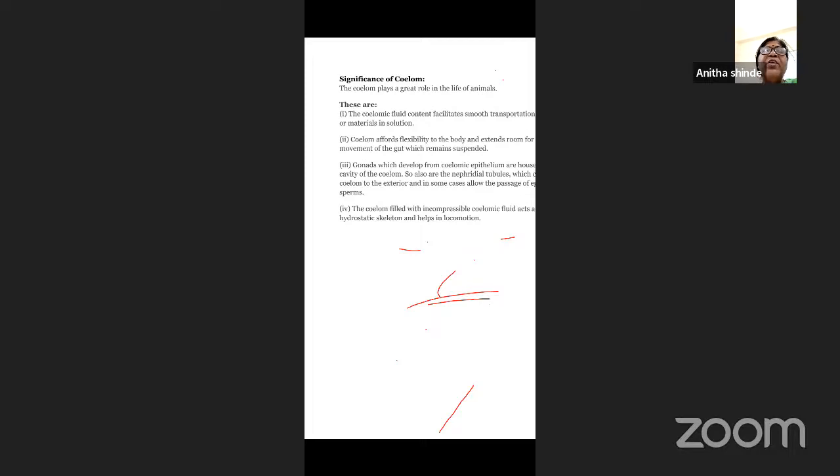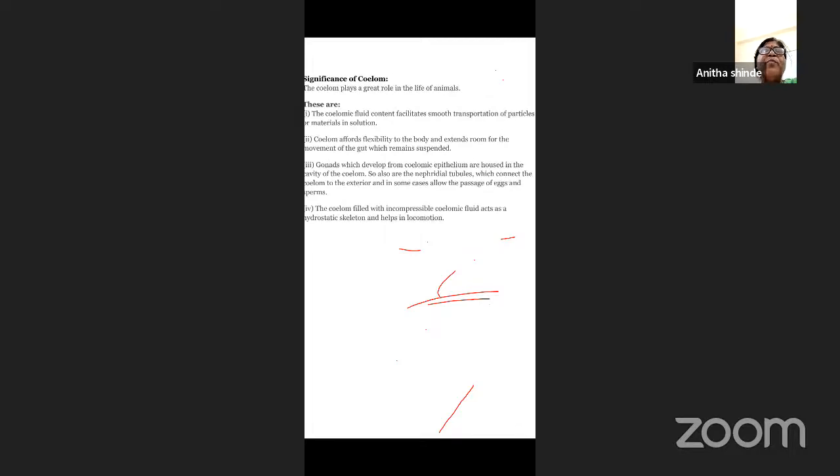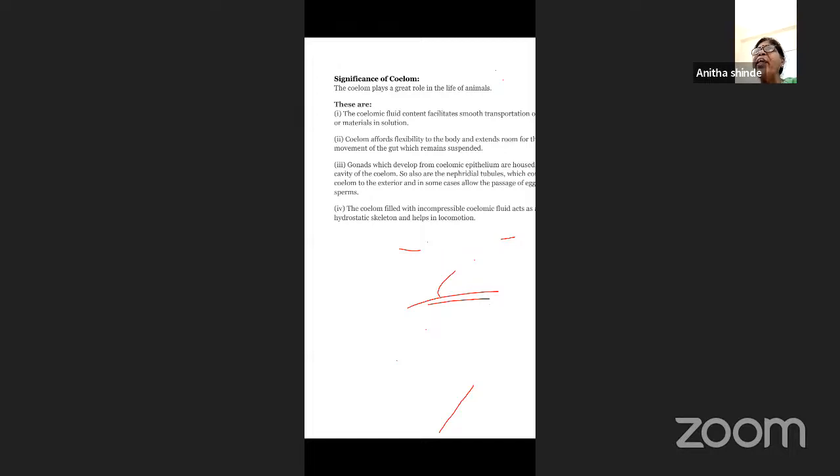So the coelomic fluid, what will it do? It will facilitate the smooth transportation of materials in the solution. It also affords flexibility to the body, as well as extends the room for the movement of the gut, which remains suspended, because in the coelomic cavity the different organs are present, so it will extend the space for the movement of the gut. The different organs present inside the coelomic cavity remain suspended inside it. So the coelom affords them flexibility.